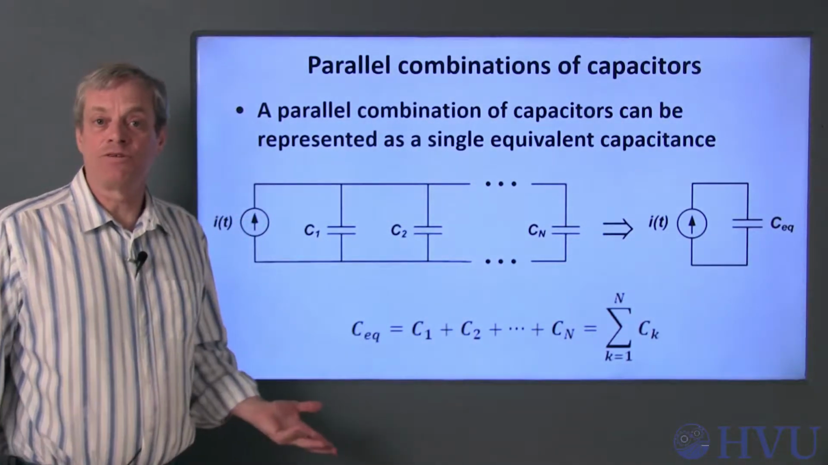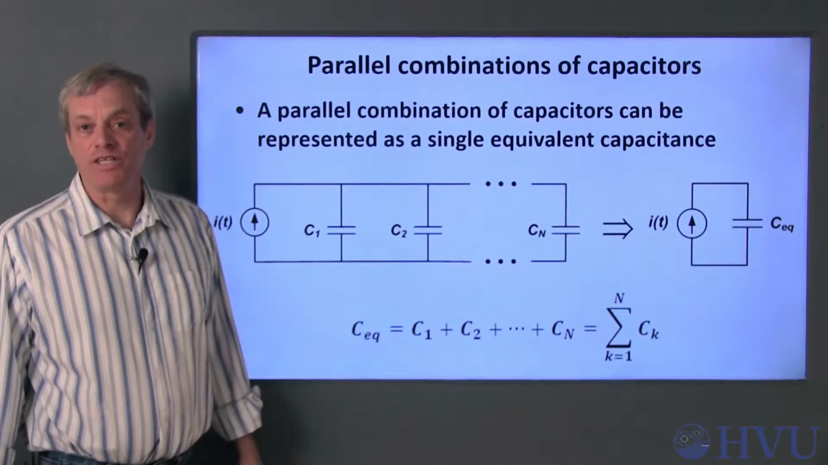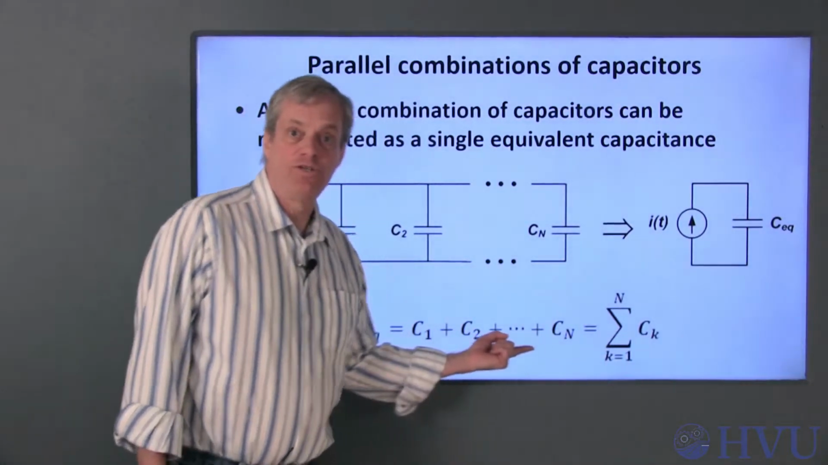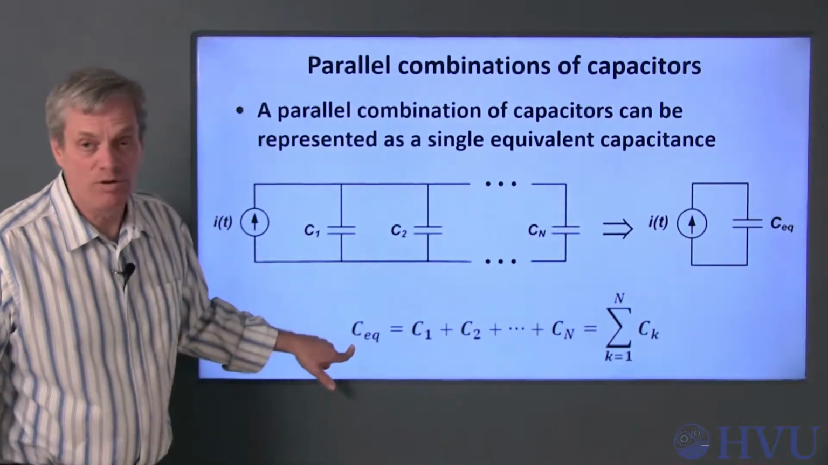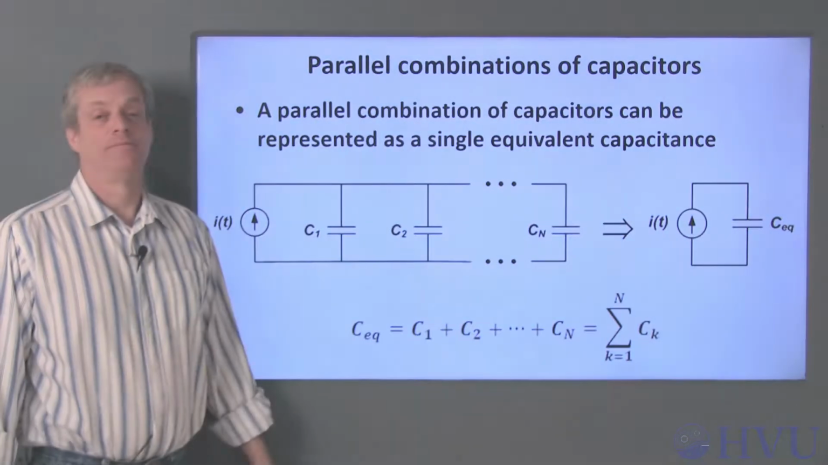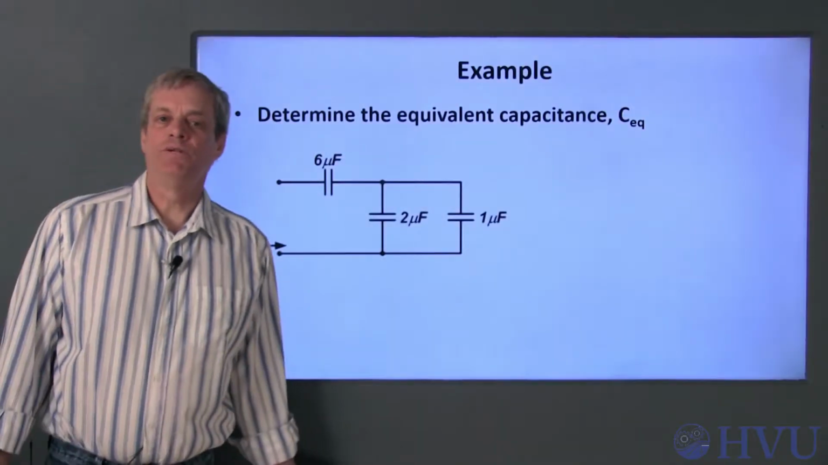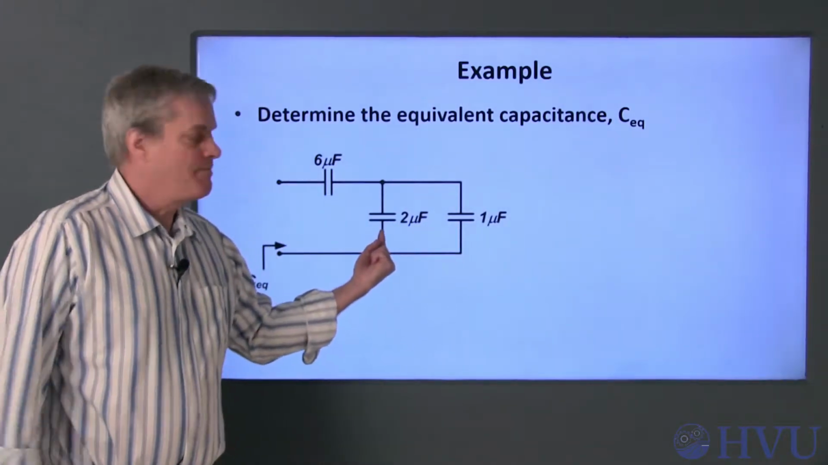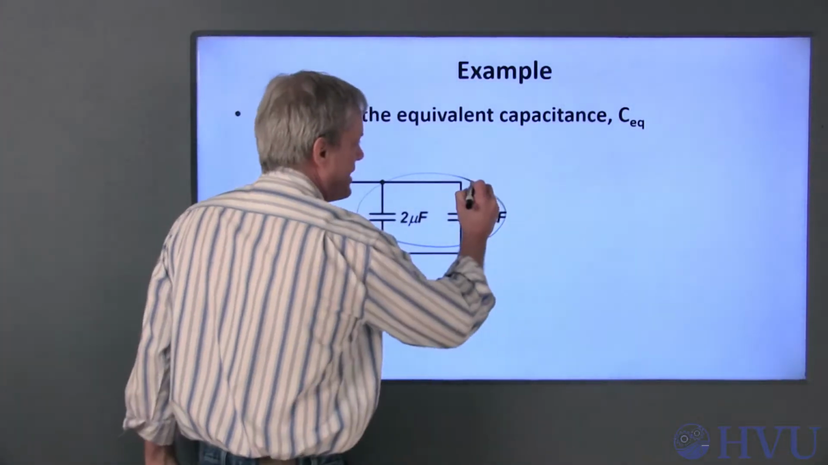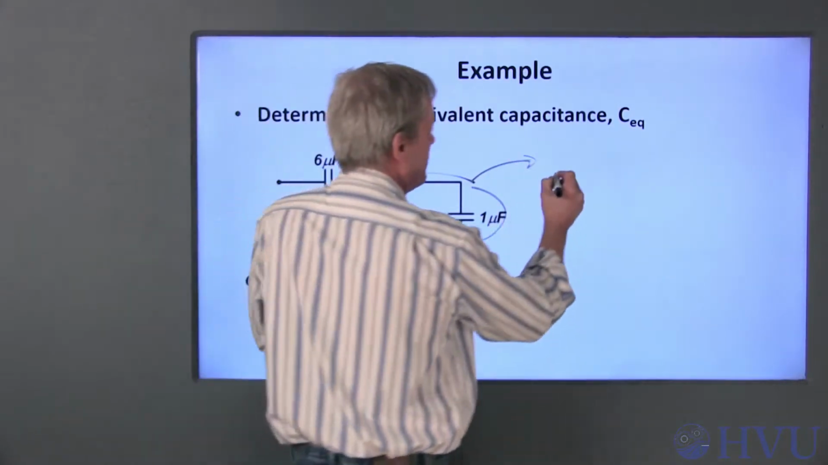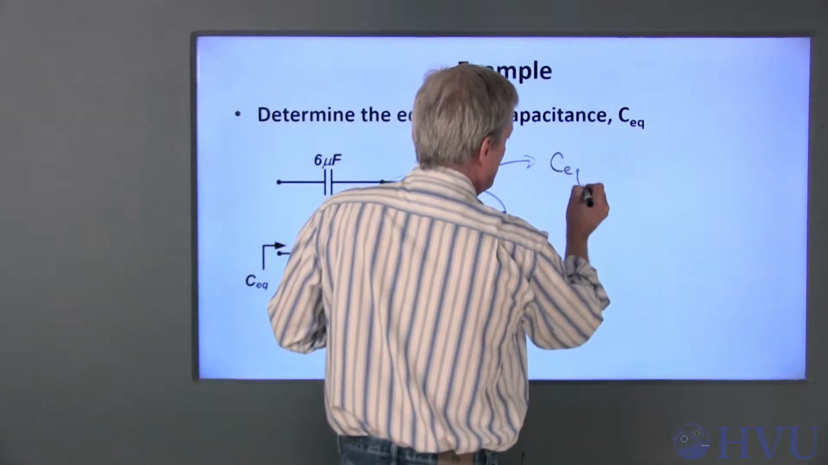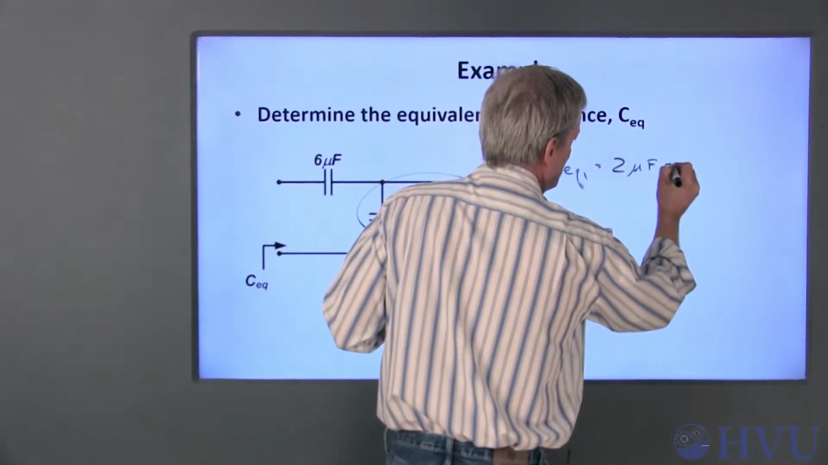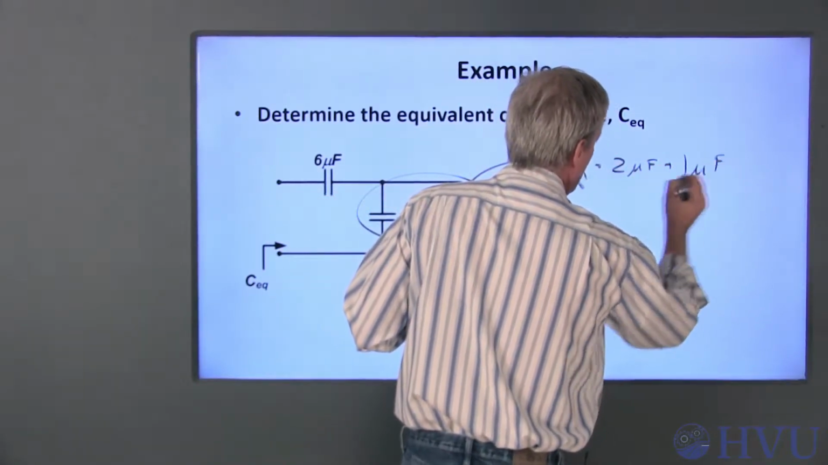This means that capacitors in parallel are combined in much the same way as resistors in series. Just add up the individual capacitances to get the equivalent capacitance. Now I'll do a simple example of combining capacitances. These two capacitors are in parallel. Parallel capacitances add directly, so CEQ1 is just 2 microfarads plus 1 microfarad.